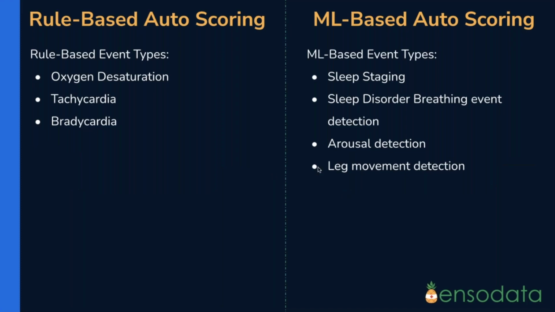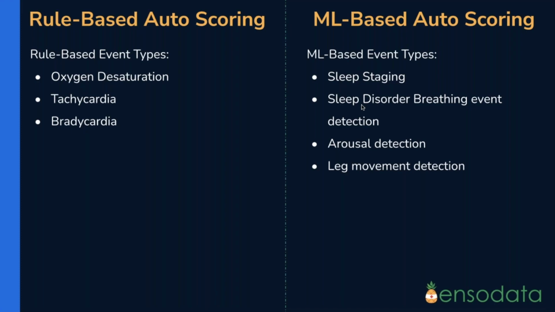Some examples of where rule-based auto-scoring might be useful are the simpler event types like oxygen desaturation, tachycardia, and bradycardia. You can very easily define a simple algorithm for bradycardia, for example, that monitors the heart rate of the patient. If the heart rate is below 60 beats per minute, it will mark bradycardia. Otherwise, it won't mark that event type.